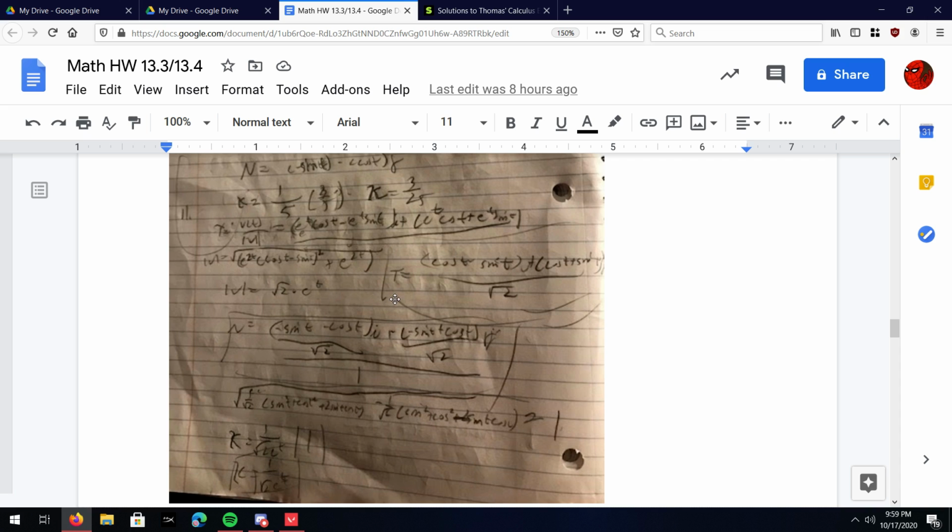magnitude of that curve. So the first part's pretty simple, right? You just have to find the derivative of this, which is just taking the difference of each component. So you get negative sine t minus cosine t over root 2 i plus negative sine t plus cosine t over root 2 j.